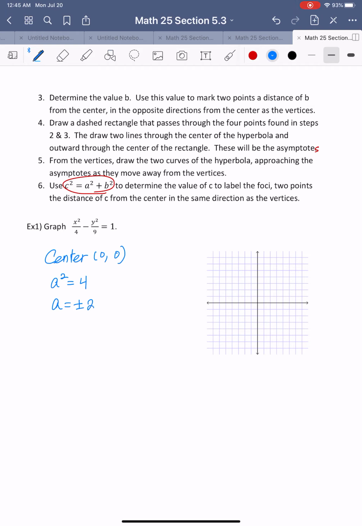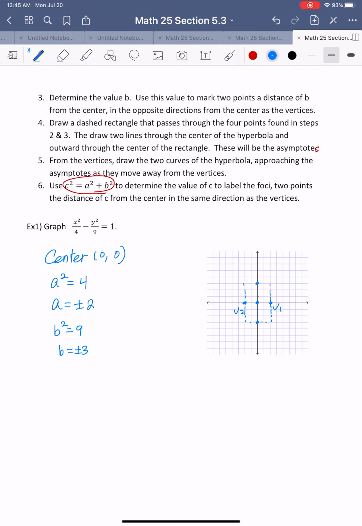Determine the vertices, okay? So from the center, 0, 0, and then the 4 comes with the x squared, so you get the horizontal axis. So you go 2 units to the right and 2 units to the left. So this is vertex 1 and vertex 2. And then we use b squared, which is 9, to get the endpoints, okay? So 1, 2, and 3 right here, and then 1, 2, and 3. So these are the other co-vertices, which is not that important.